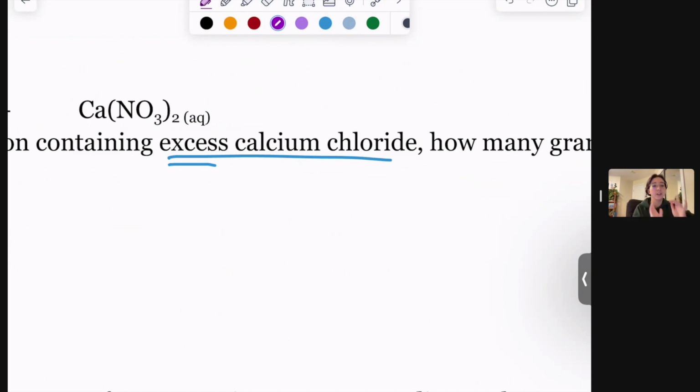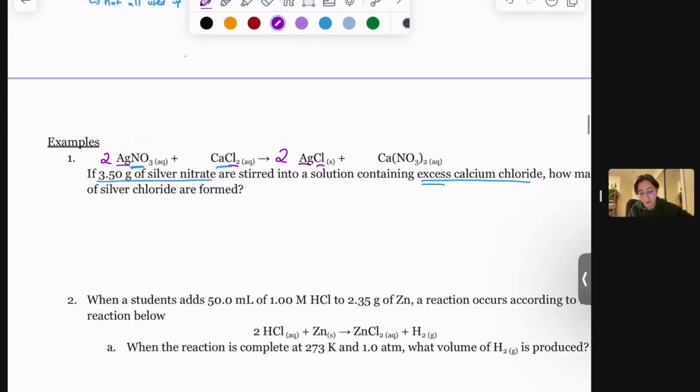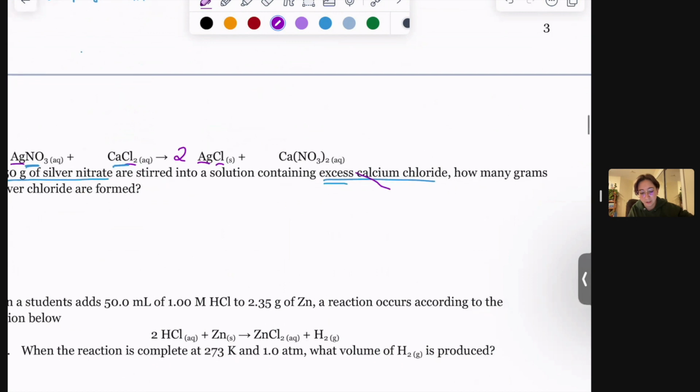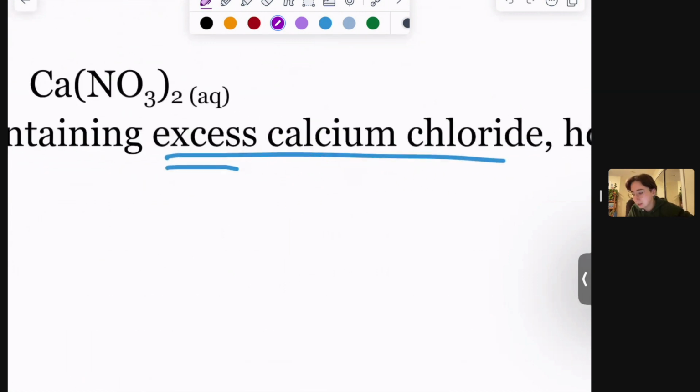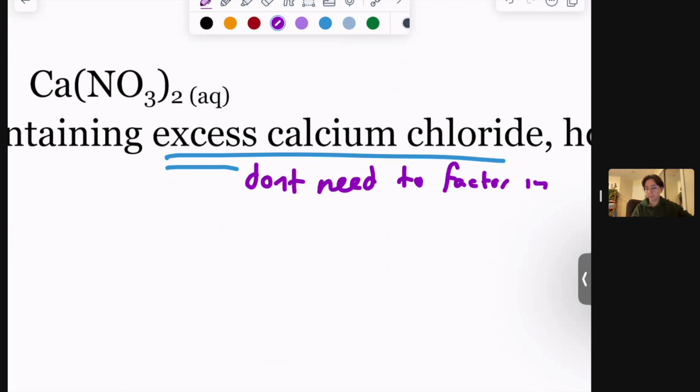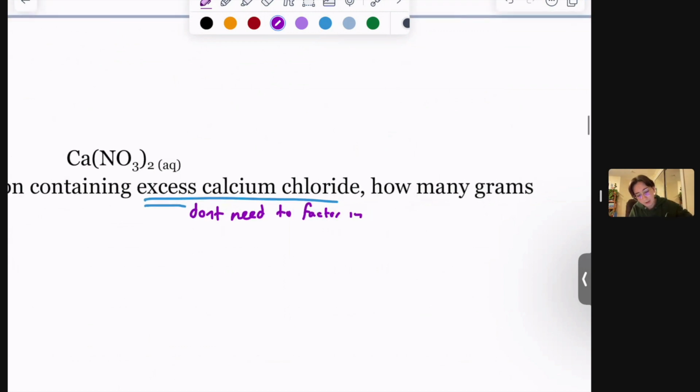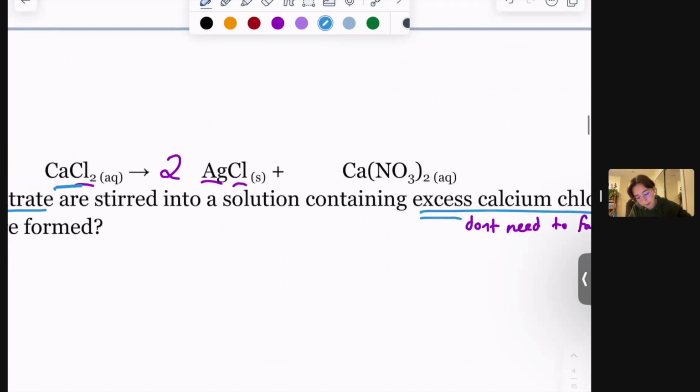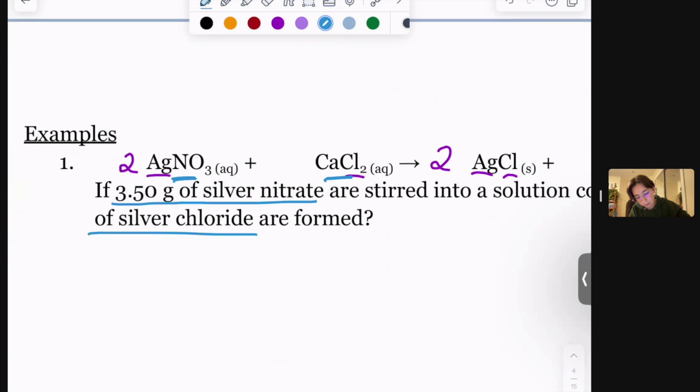That means this excess reactant isn't actually important for how much product we're going to make. We'll have as much as we need. The thing we're actually going to run out of is our silver nitrate. So if it tells you that something's in excess, then we don't need to factor it in. And then the question is asking for how many grams of silver chloride we're going to form.